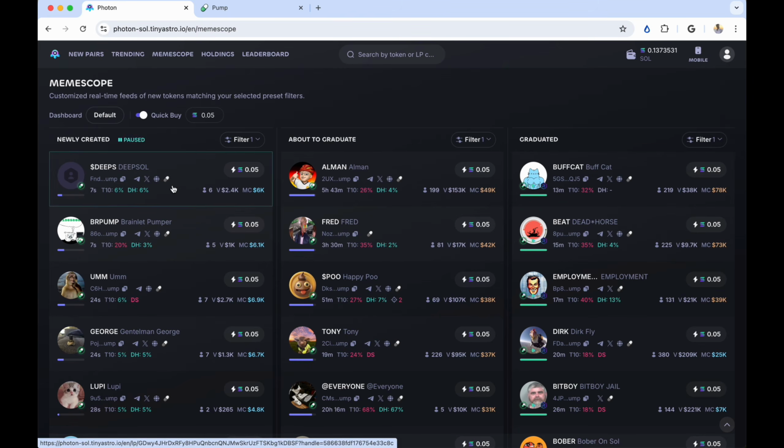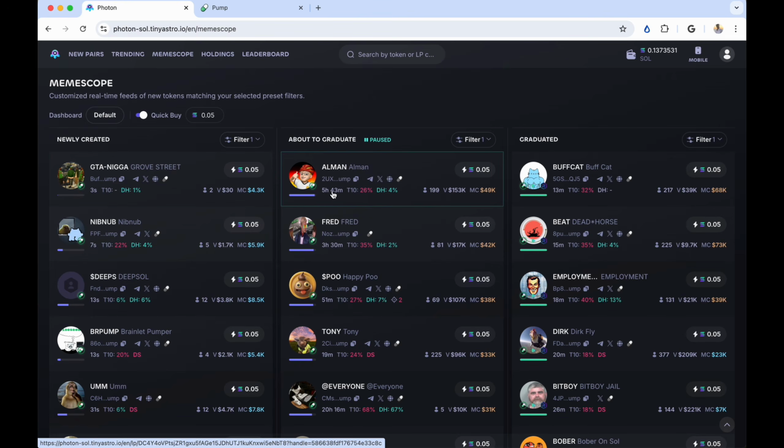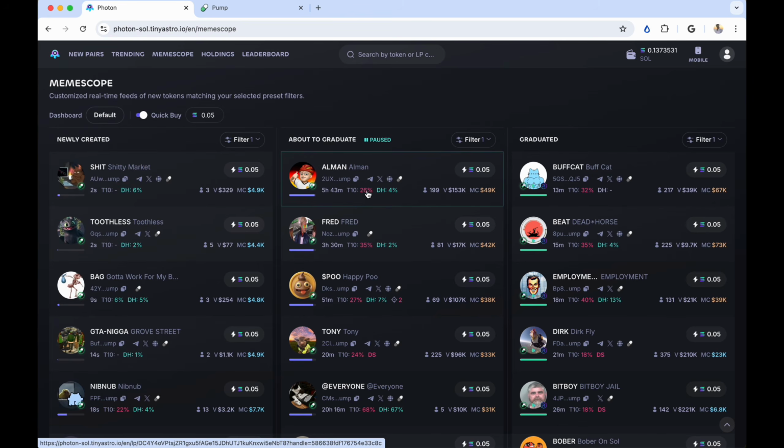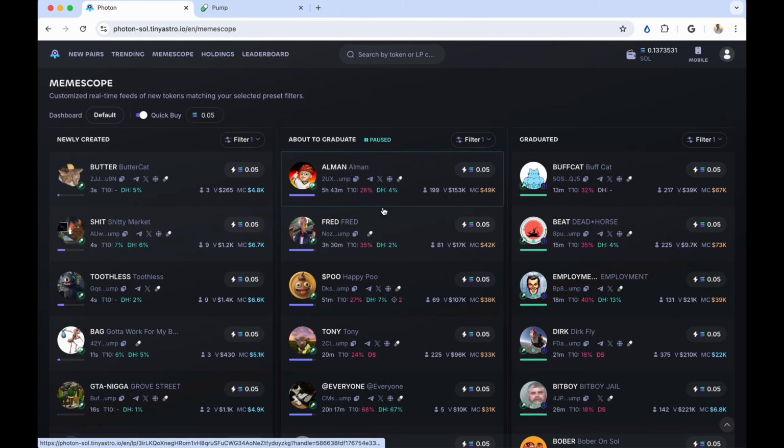The other thing that I want to point you toward is statistics. This will show you quick statistics, and I just want to walk you through what each of these statistics mean. Obviously, this is just how long it's been alive, 5 hours, 43 minutes. Top 10 holder percentage: of all the holders, how many of the tokens are held in the top 10? You can see that's kind of low at 26.